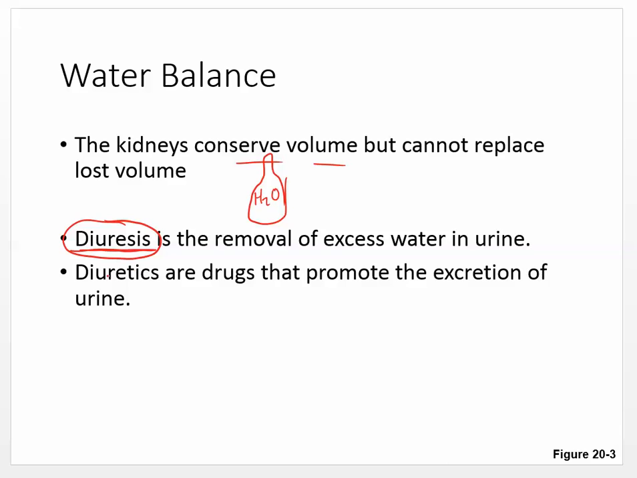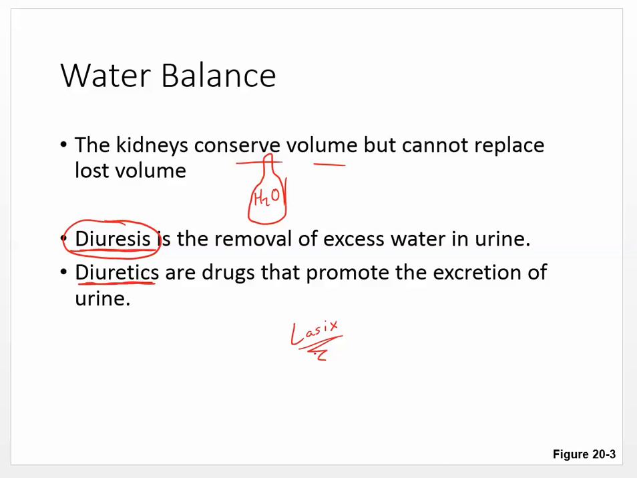Now, diuretics are drugs that we take. We've probably heard the term diuretic, that promote the excretion of urine. So that means things like caffeine. Caffeine might cause us to urinate more. Alcohol causes us to urinate more. And that drug that I was talking about, Lasix. Lasix is also a diuretic. Okay?